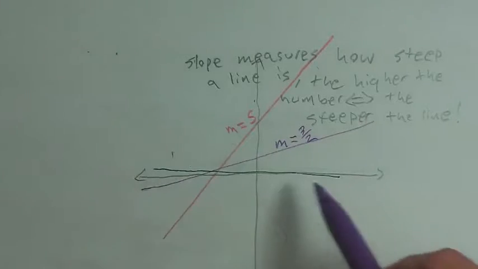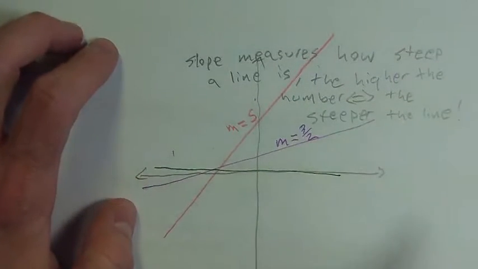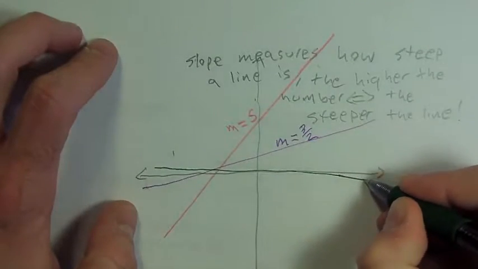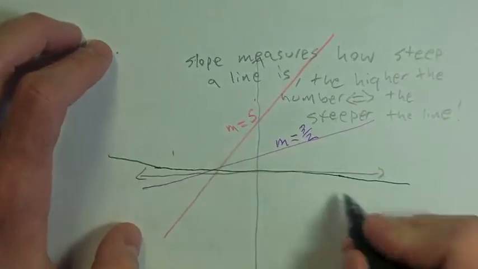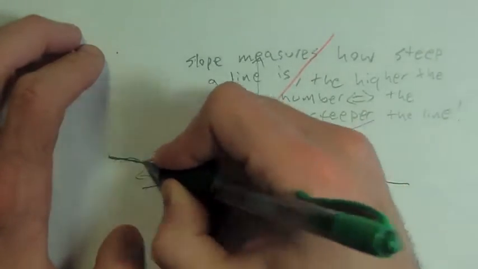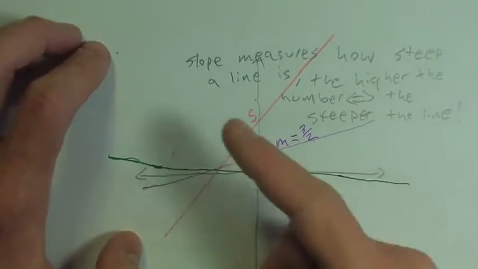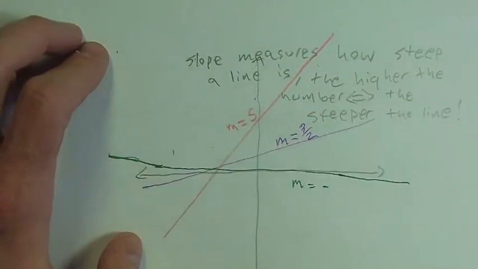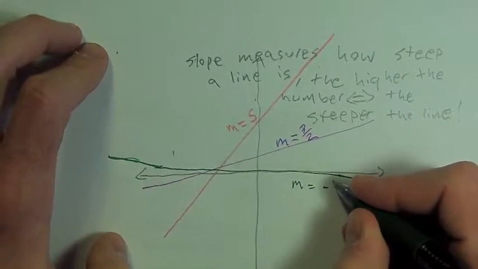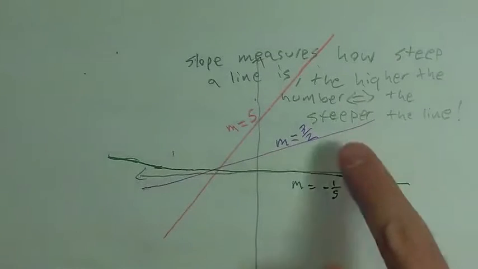Okay, and then this green line is not very steep at all, but we see it's decreasing. I didn't draw it very well, but it's decreasing, and it's very, very not steep. So it might have a slope that's negative because it's decreasing, but maybe something like -1/5, okay, when we compare it to this purple one.